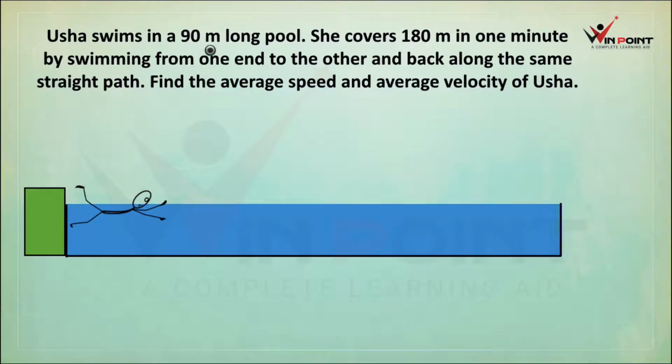Usha swims in a 90-meter long pool. She covers 180 meters in 1 minute by swimming from one end to the other end and back along the same straight path. Find the average speed and average velocity of Usha.